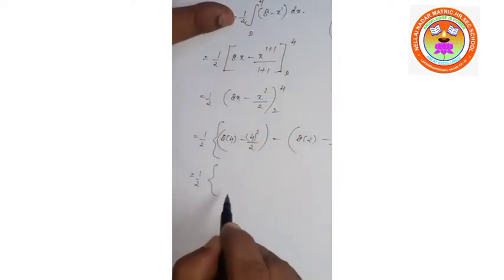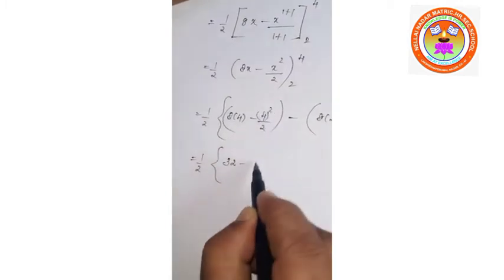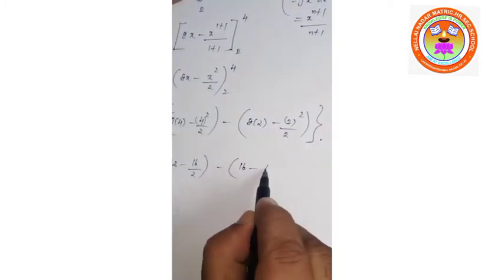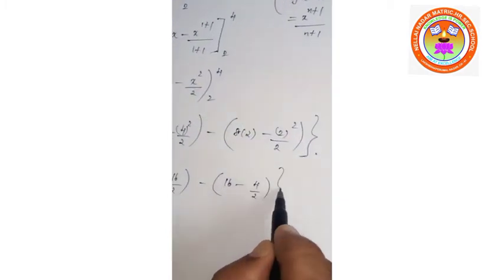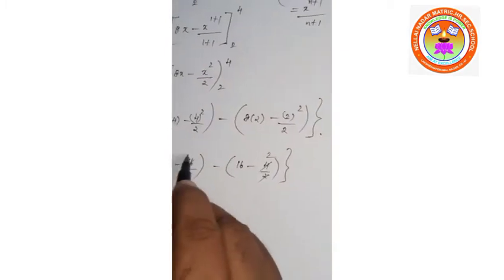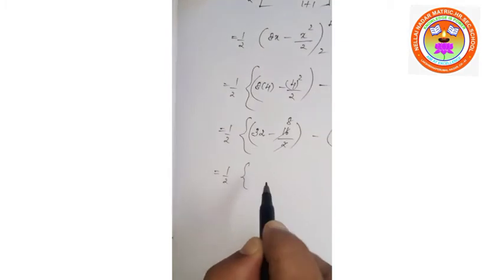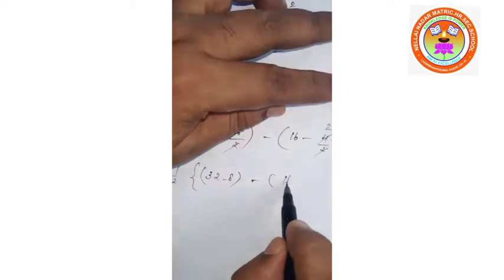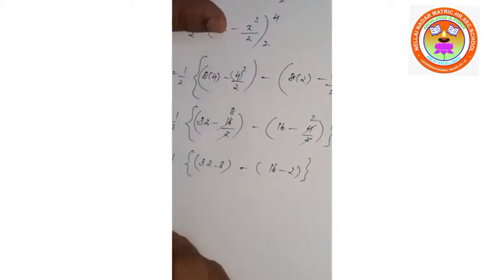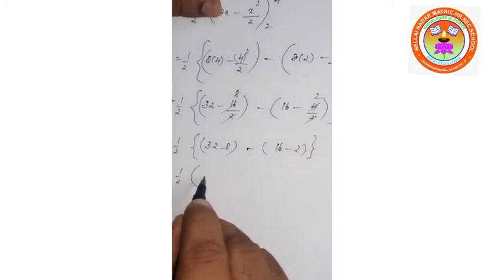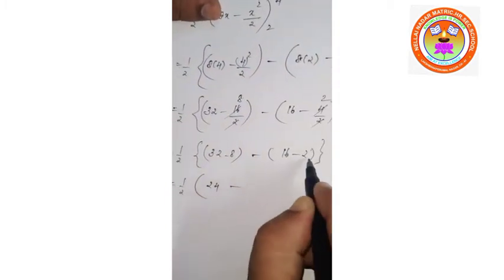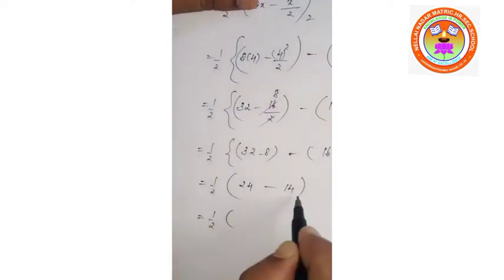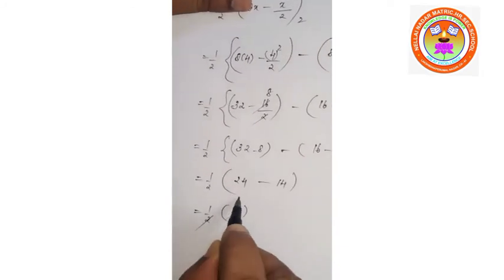Equals half. 8 4s are 32, 4 squared 16 by 2, minus 8 2s are 16, 2 squared 4 by 2. 2 twos are 4, 2 fours are 8. Half, 32 minus 8, minus, 16 minus 2, equals half. 32 minus 8 is equal to 24. 16 minus 2 is equal to 14. Equals half into 24 minus 14 is 10. Divide by 2 table, 5.